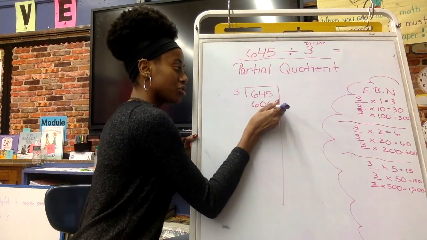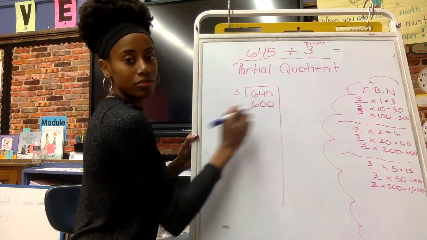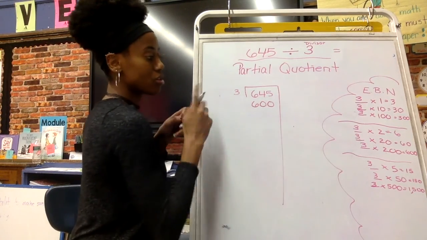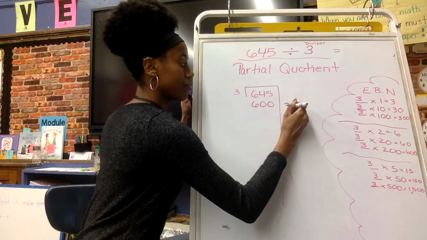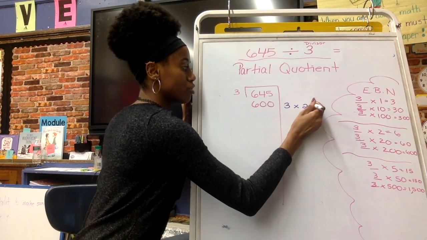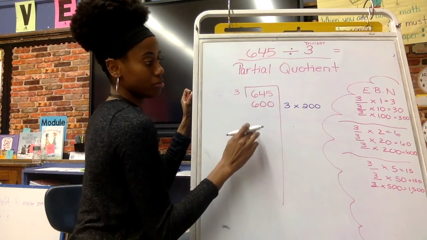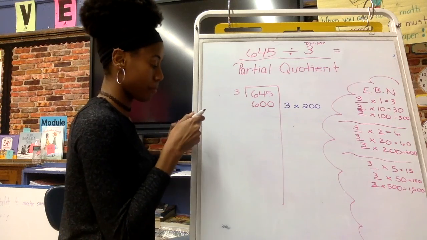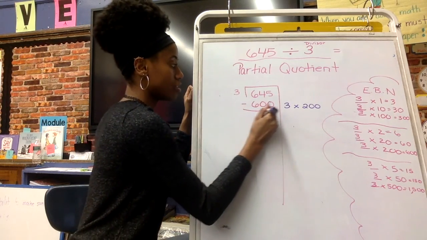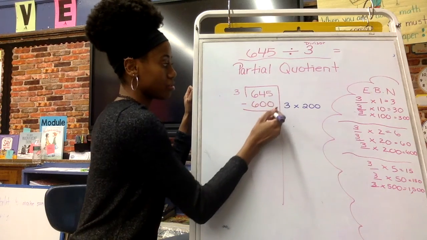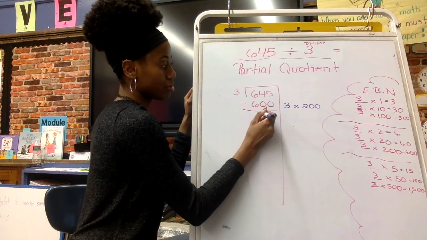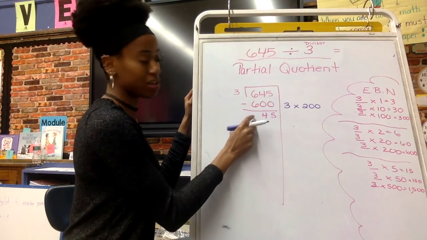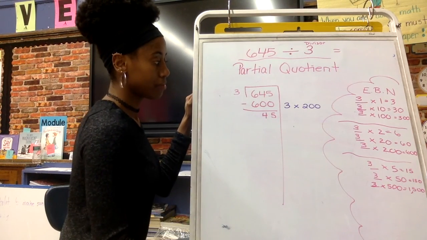I'm going to put 600 here. On the outside of the line, I'm going to write what facts brought me to 600. So I'm going to use 3 times 200, because 3 times 200 got me to 600. Now I'm going to go ahead and subtract. 5 minus 0 is 5. 4 minus 0 is 4. 6 minus 6 is 0. I am not going to put that 0 as my leading number because we just don't do that.